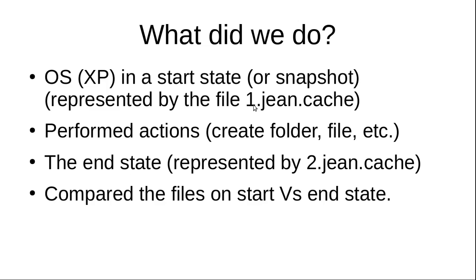Okay, so as changes were made, they were stored into the cache file. We then performed some actions. For example, we created a folder and a file, etc. And then we captured the end state, which is represented by 2.gene.cache. And then we were able to compare the files and the start versus the end state, so we could see what changes had been made.